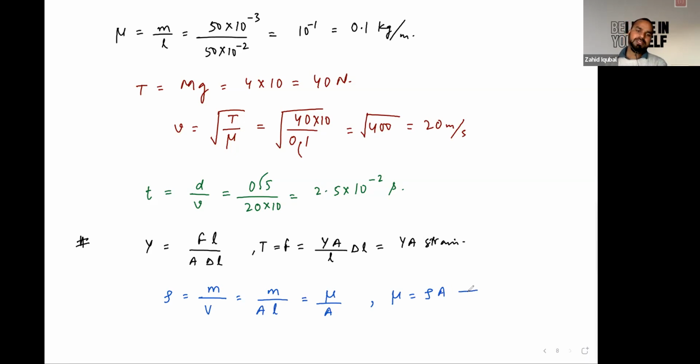Now, if you substitute these two values in the expression of velocity, you will get velocity of wave as root under tension by linear mass density. Tension we have YA multiplied by strain, divided by rho into A, root under. Area and area will cancel out, so we're left with Y by rho multiplied by strain.